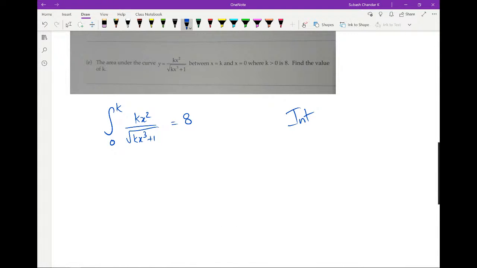Now, when you see a square root symbol, guys, my suggestion is to do substitution, because otherwise it just becomes a lot more complicated. So I'm going to do u substitution. I'm going to put u equal to kx cubed plus 1. When you do u substitution, you also want to find du dx. I forgot dx there. So du dx is equal to 3kx squared.